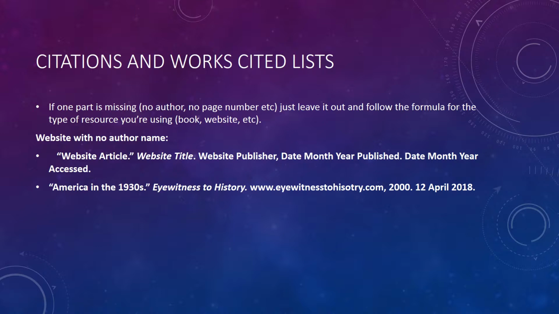But most people doing research in our school are using online articles. So I'm going to show you how to do that. A website with no author name, in quotation marks, website article, website title, in italics, website publisher, date, month, and year published, date, month, and year accessed. That's it. America in the 1930s, eyewitness history. The website publisher is the URL, actually, or a short version of the URL. You can put that. That's fine. From year 2000, and I read it on 12th of April 2018. So that's all you need to put for those kinds of sites.